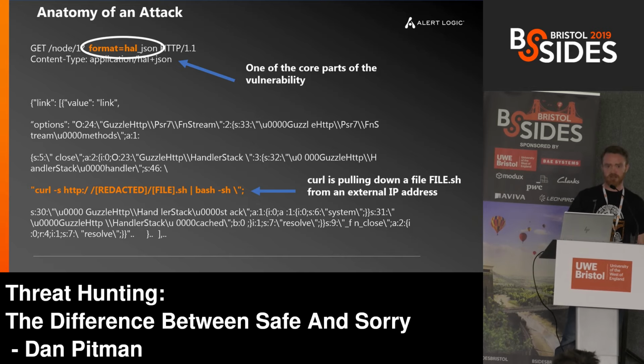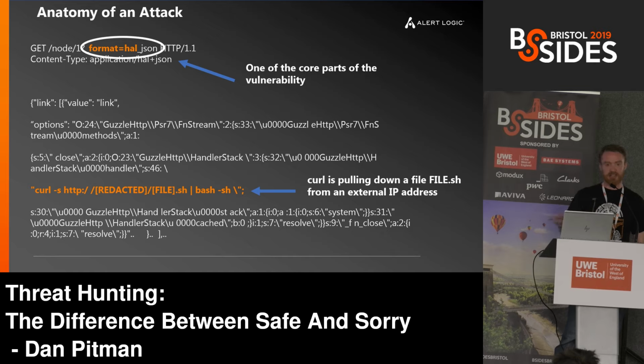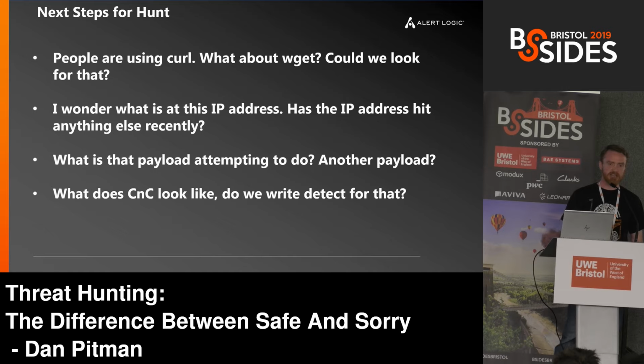So again, we can start to look at this data and work out ways of understanding how to catch other similar attacks using curl or something else. And you can only get that from looking at the actual exploitation traffic, not just from the vulnerability data that was released by the company or the exploit DB record. So what's the next step for that hunt, right?